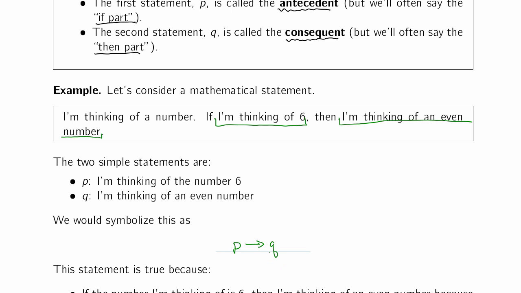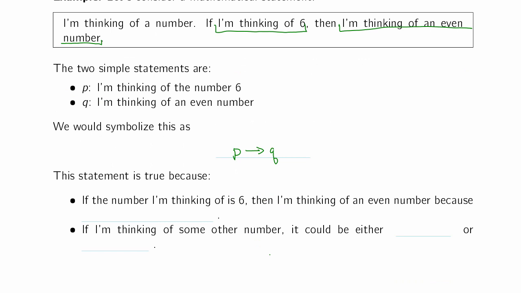Now, this statement, if I'm thinking of 6, then I'm thinking of an even number, is true no matter what number I'm thinking of. Why? If I'm thinking of the number 6, then I really am thinking of an even number, because the number 6 is even. If I'm thinking of some other number, well, it could be any other number. It could be either even or odd.